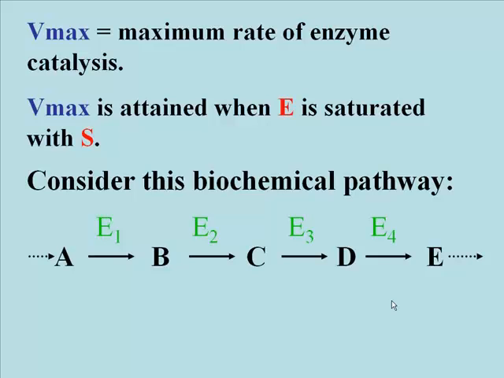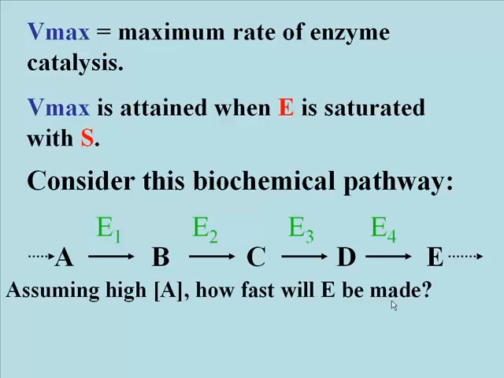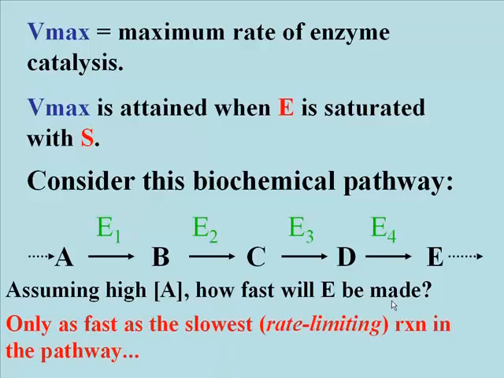Let's look at this biochemical pathway in which A is ultimately converted to E. It's catalyzed by a series of enzymes, E1, E2, and so on. Let's ask, assuming that the concentration of A is not limited, that is, it's abundant, how fast will product E be made? Only as fast as the slowest or rate-limiting reaction in the pathway. It's a bit like the weakest link in a chain analogy, isn't it?